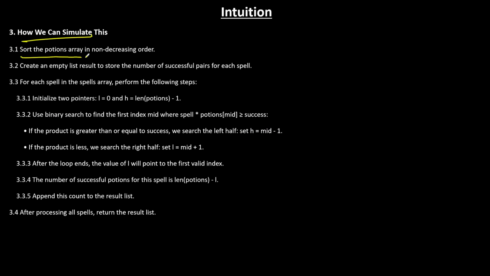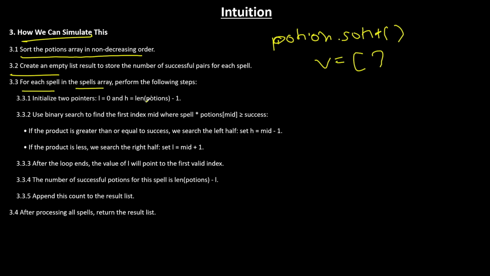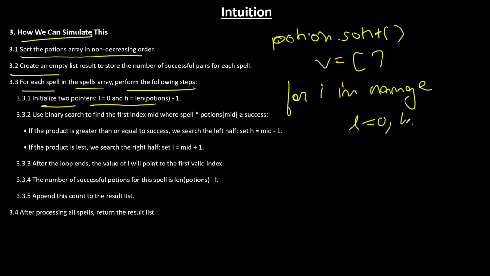So what we'll do, we'll sort the portion array in non-decreasing manner. Very simple thing. Portion dot sort. Create an empty list, v equals to empty list. For each spell in the array, perform the following steps. What are you going to do? For i in range. This way we will initialize two pointers for the binary search: left equals to 0 and h equals to the length of the portion minus 1.